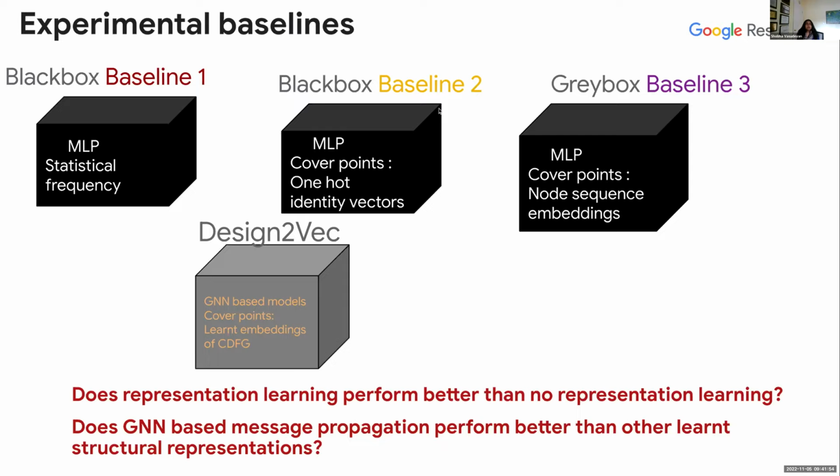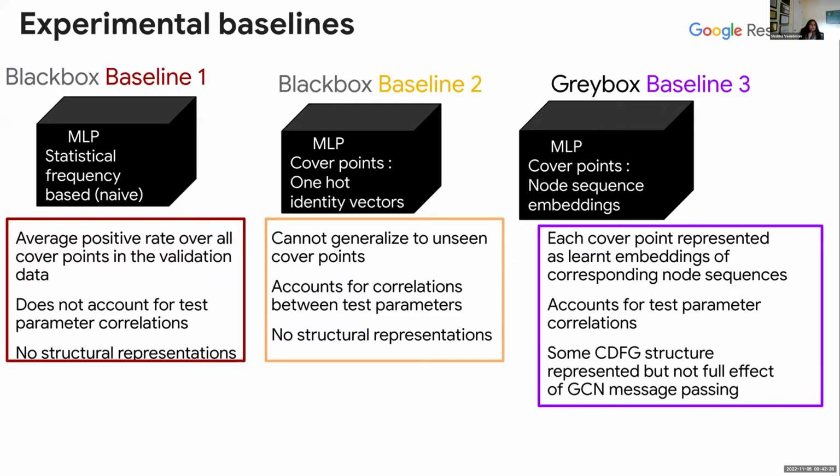The second baseline is to use some amount of representation. We encoded the cover points as one hot identity vectors, so we provided some context essentially between the cover points. And the first one is just statistical baseline, statistical frequency. In all these three cases we just used an MLP, nothing fancy, just a five-stage MLP. And these are some differences about each of these baselines.